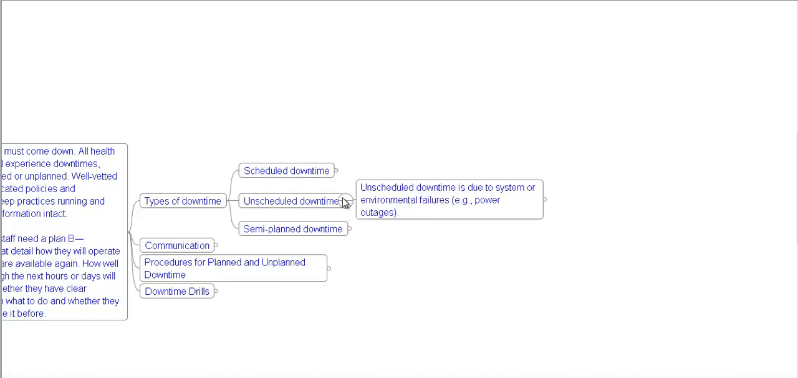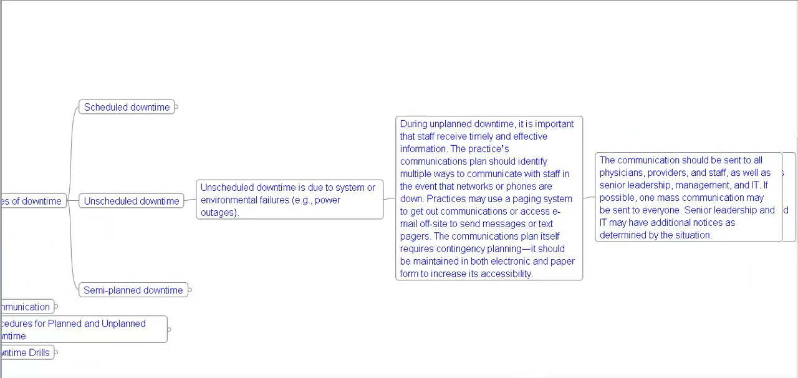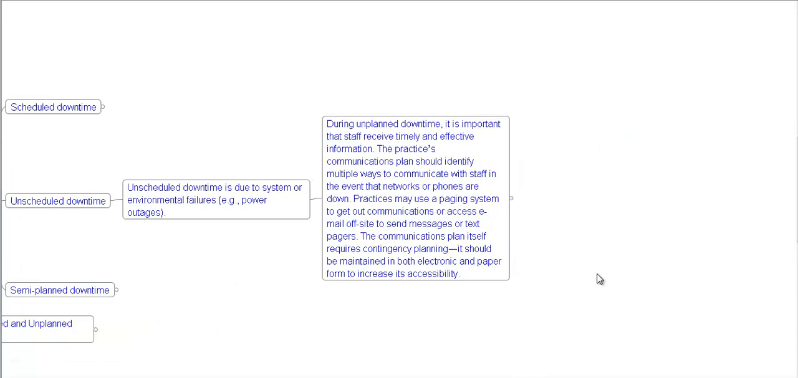Unscheduled downtime. Unscheduled downtime is due to system or environmental failure, for example, power outage. During unplanned downtime, it is important that staff receive timely and effective information.